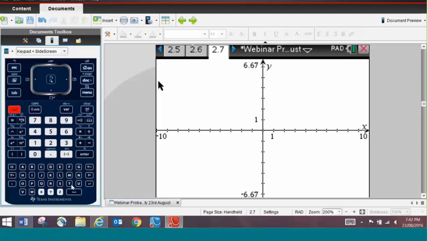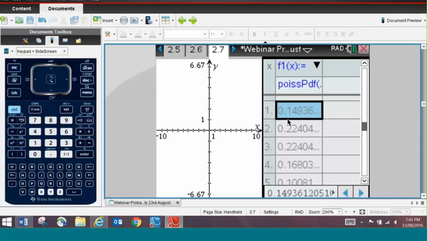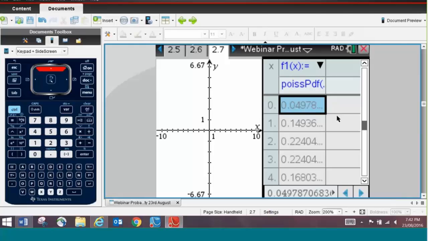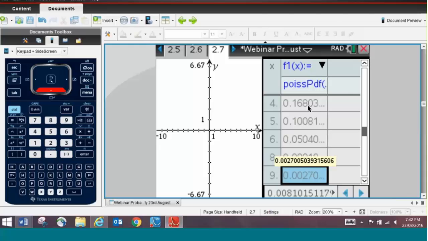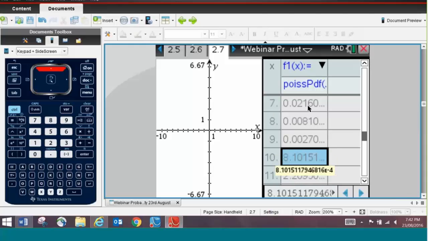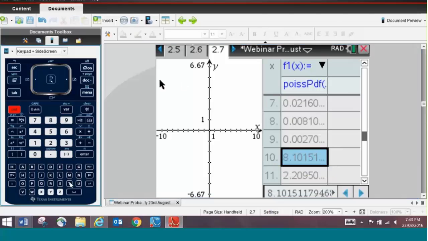But if I do Control T, what does come up is the table of values. So if you want to generate a table of values of that, you can do that from a graph screen, and we have those values there. So the probability that x equals 0 is 0.049, etc. The probability that x equals 1, the probability x equals 2. And then once again, as we get down here, we can see that those values are getting very small, and you'll notice those e to the minus 4 bits coming up at the end to show us that those are very small probabilities. So I'll just get rid of the table.